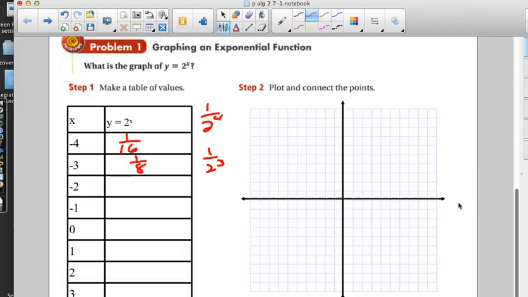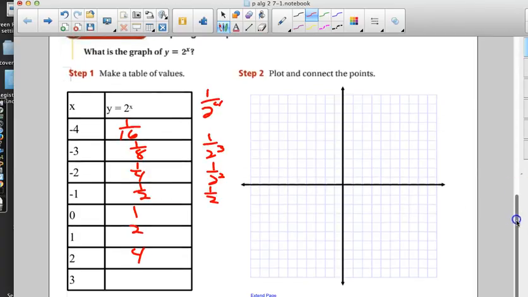And then 2 to the negative 2, 1 over 2 squared, which would be 1/4. 2 to the negative 1, 1/2. And then anything to the 0 power is 1. 2 to the 1st is 2. 2 squared is 4, and it looks like I'm going to have to scroll up a little bit here. 2 to the 3rd is 8.